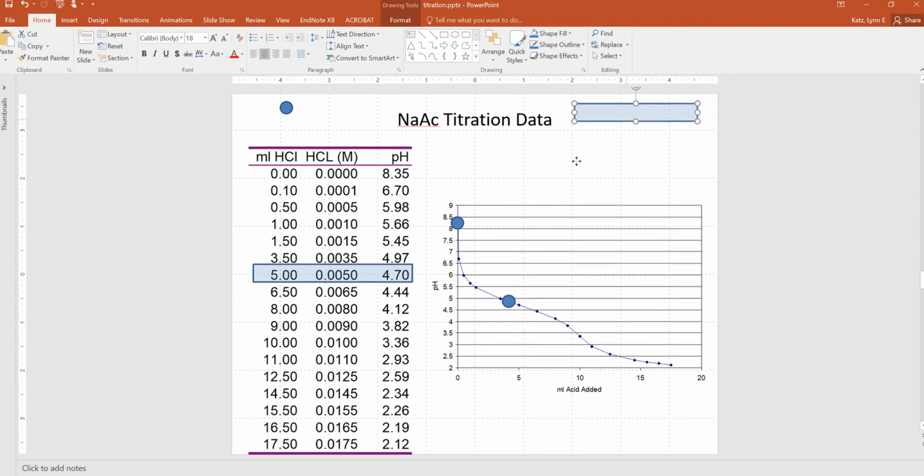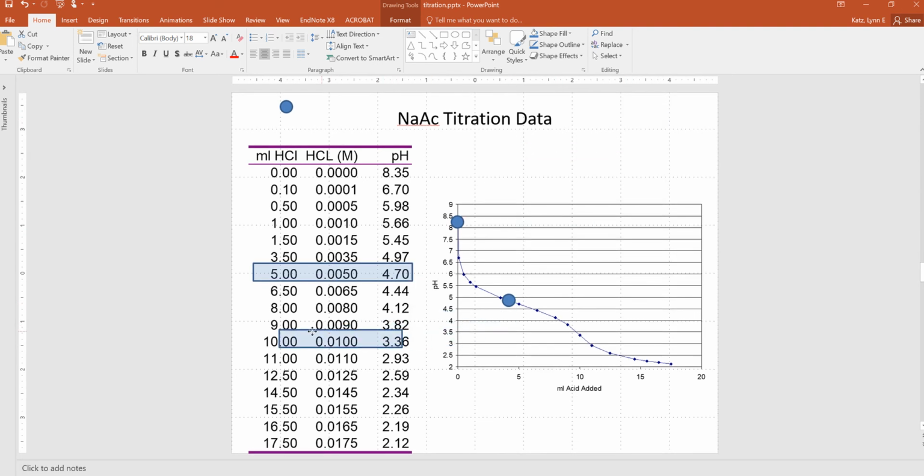In contrast, when you go to the point where we've added the same amount of acid, 0.01 moles per liter, as base that we added initially, we see the other inflection point right here at about pH 3.36. And at that point, what you notice is that for just a little bit of addition of acid, we get a very steep or very big change in the pH. So we get a very rapid change in the pH. So that's a monoprotic acid titration. Okay.